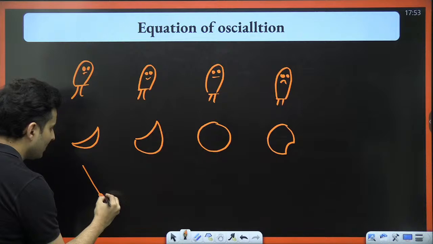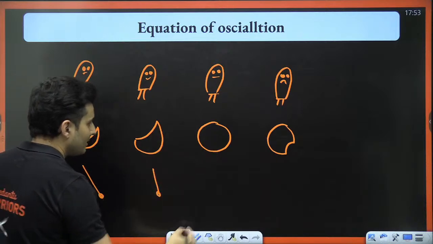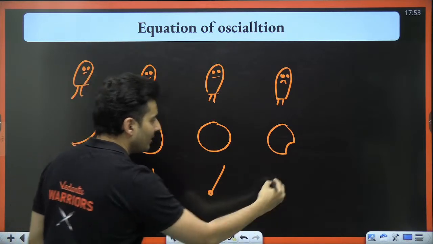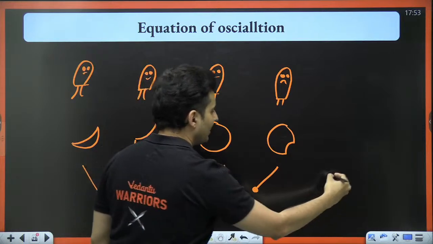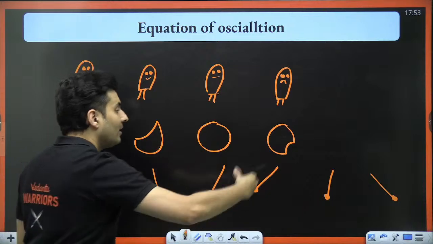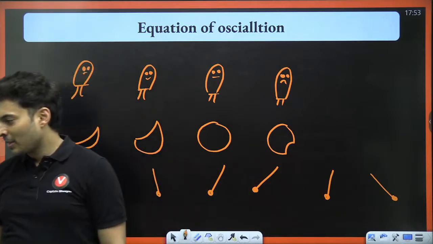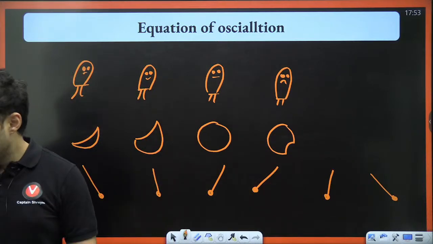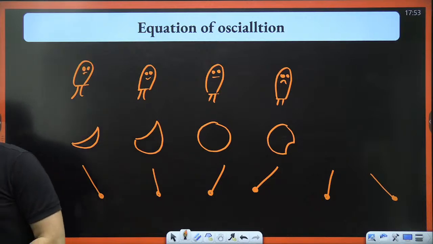Right now, the oscillation is here. Then the pendulum is here. Then the pendulum is here. Then the pendulum comes here. Then the pendulum goes here. So these are different phases of the pendulum. Understood? Everybody with me? Very good.